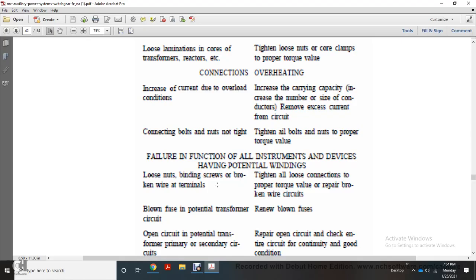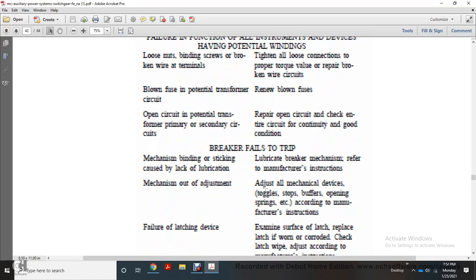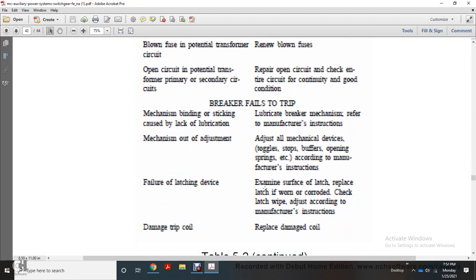Failure in the function of all the instruments and devices having potential windings: loose nuts, binding screws, or broken wires at the terminal. Tighten all loose connections to the proper torque value and repair broken wire. Circuit broken, blown fuse in the potential transformer circuit: renew blown fuses. Open circuit in the potential transformer primary or secondary circuit: repair the open circuit, and check the entire circuit with continuity in good condition.